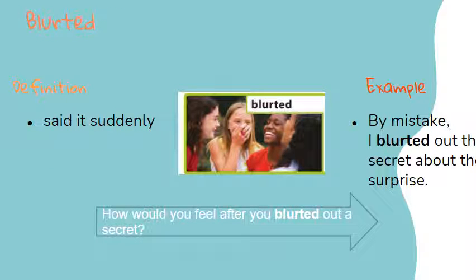The second word, blurted. Blurted means said it suddenly. To say something suddenly, so you blurt it. For example, by mistake, I blurted out the secret about the surprise. So you see, you blurt, you say something suddenly without thinking about it before. For example, how would you feel after you blurted out a secret? If someone tells you a secret and you blurt it out, how would you feel? You would feel sad, you would feel embarrassed, because someone told you a secret, so you have to keep the secret. You should not blurt it out.